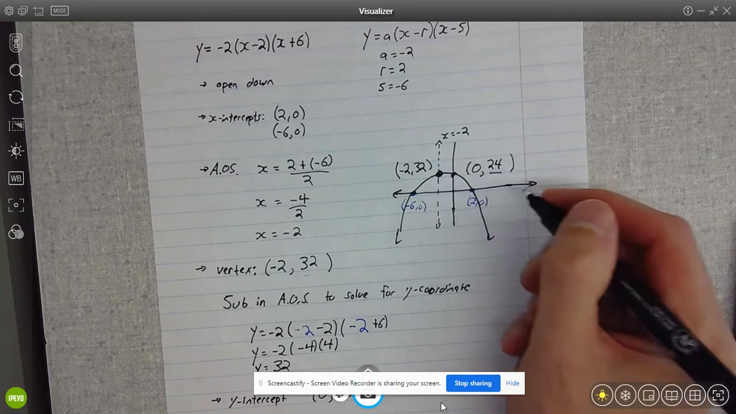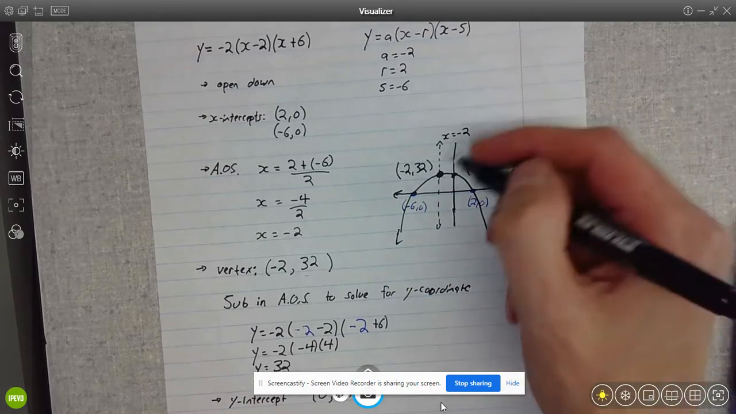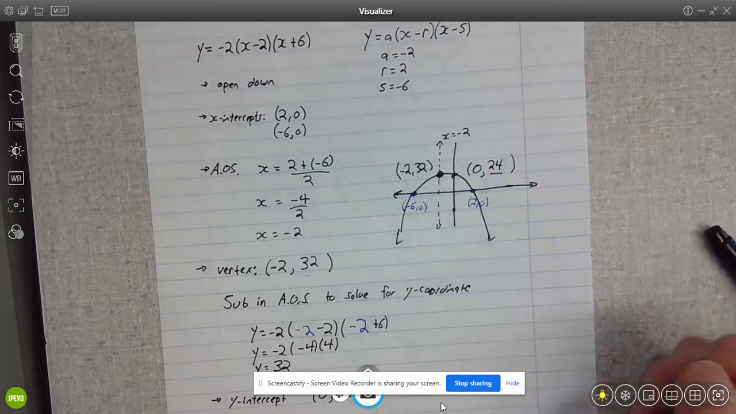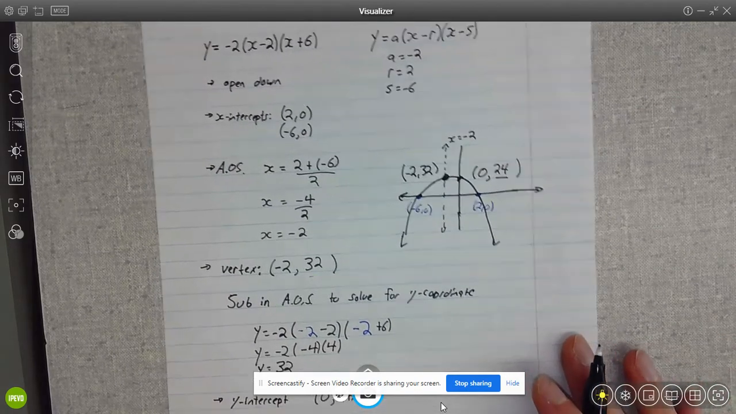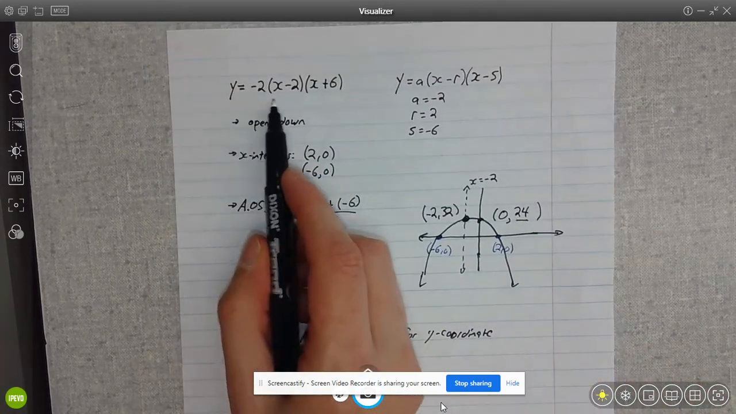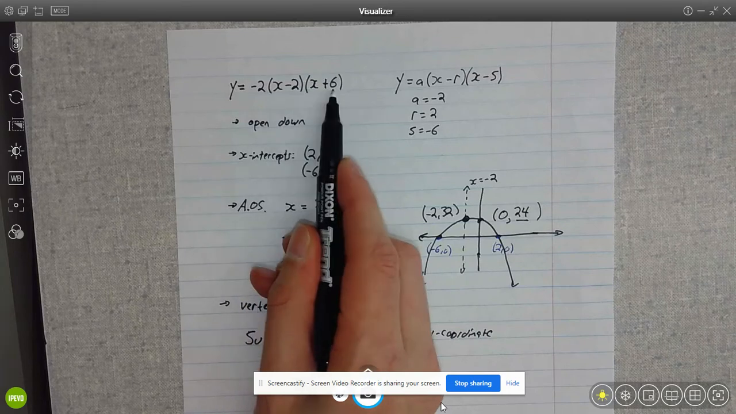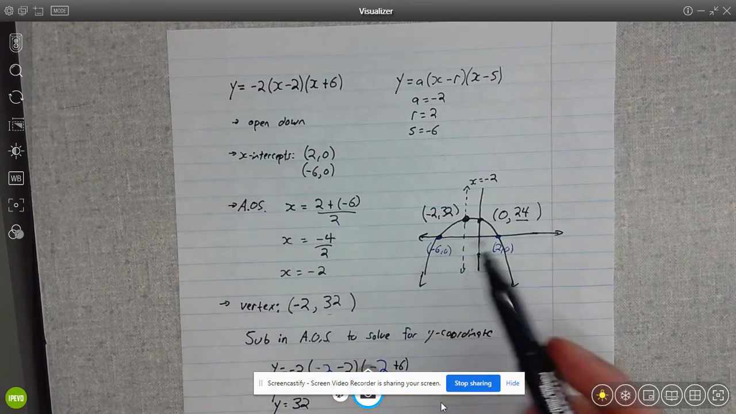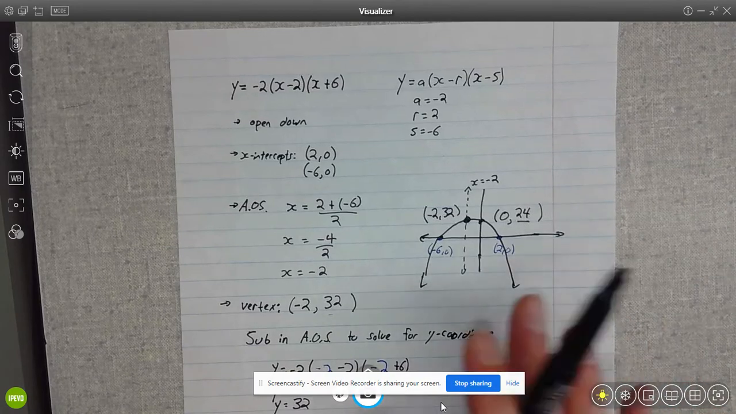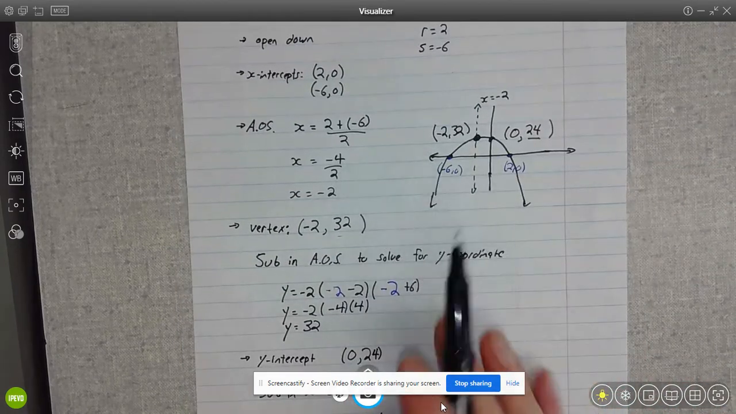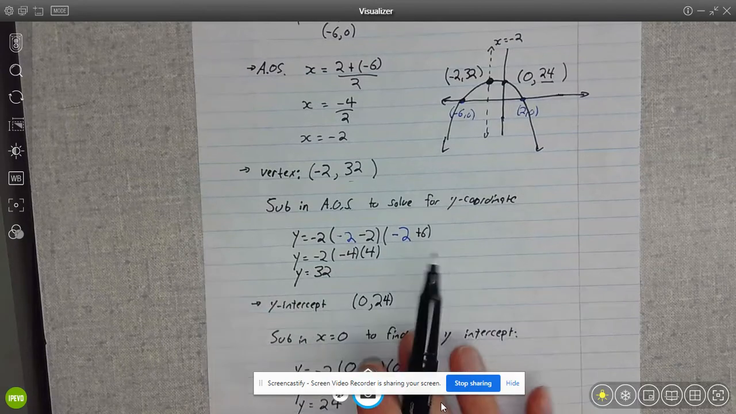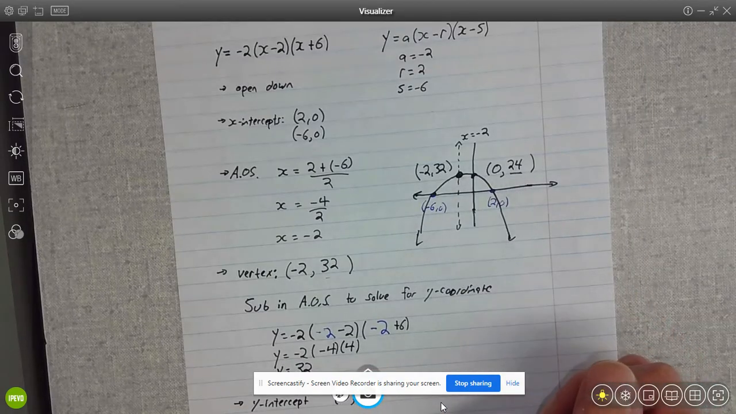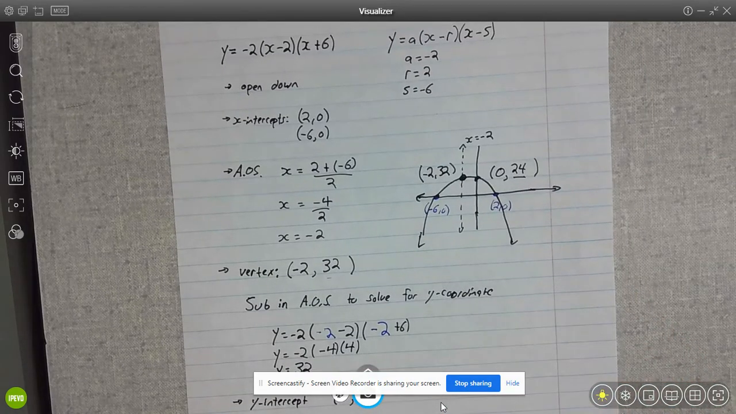So again, my sketch isn't to scale. It's not perfect. I think it would be a kind of taller and skinnier parabola. But the idea is, when I have an equation in factored form, I can really quickly read off the zeros, read off the direction of opening. And then with a little bit of work, helped along by a sketch, I can calculate the AOS, the vertex, and the y-intercept. So I've got this beautiful sketch that is all the key information about my parabola.